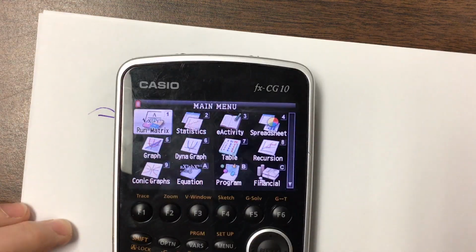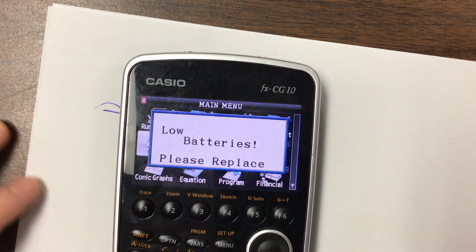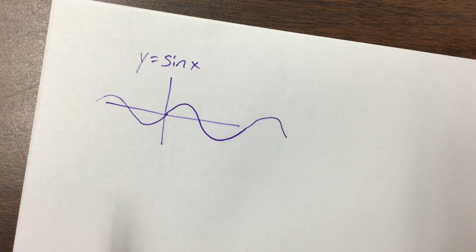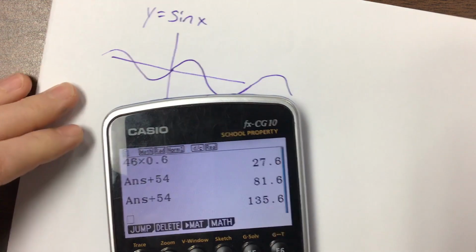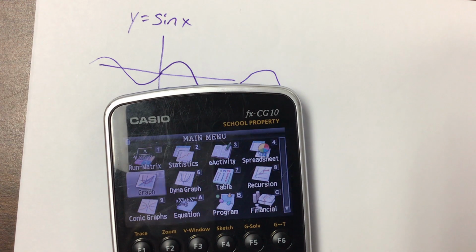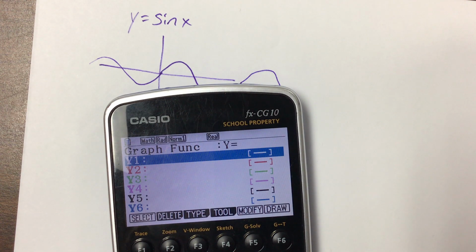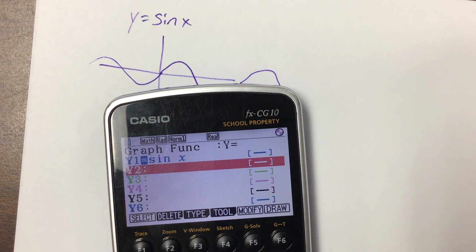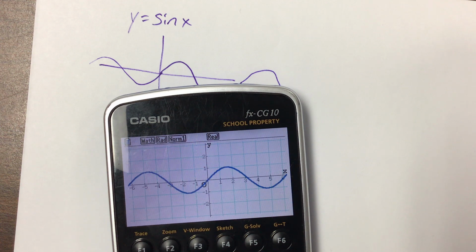When I come to my calculator, oh, hopefully the battery doesn't, oh, no. Okay. There's always another calculator. Okay, so I'm going to come into my calculator, and I want to be in radians, and I'm going to graph sine of x. Okay, so there's a piece of sine of x.